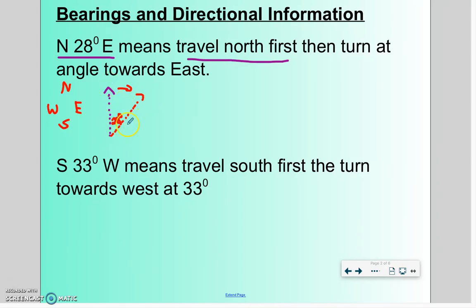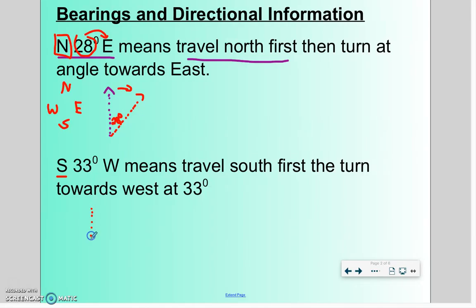So we have the initial ray, we have the final ray. The 28 degrees turn is the rotation at which that bearing or that object is rotating. So it's always first the direction, then the amount it's turning towards the east or towards the west. So it's always going to be north and south, or east and west. Saying 28 degrees northeast is the same thing. If we look at this one down here where we go south 33 degrees west, that means first we're going to be going south.